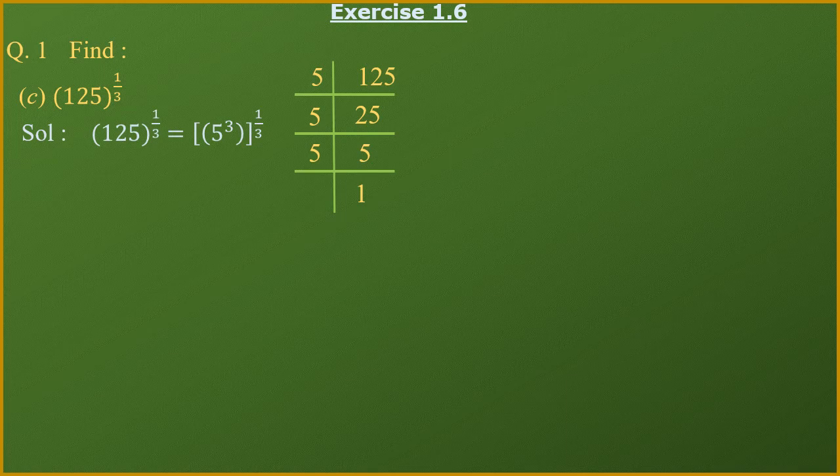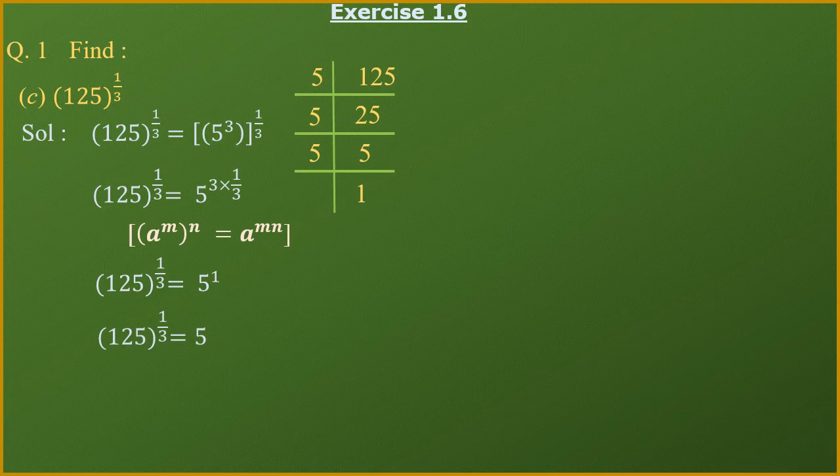And again you observe, I am writing 125 as 5 to the power 3, and already 1 upon 3 power is lying outside. So the term contains two different powers. So first of all we shall multiply both the powers here. So 3 and 1 upon 3, if I multiply, it will become 1. Which formula am I using here? a to the power m whole power n is equal to a to the power m into n. And 3 and 1 upon 3, if I multiply, 3 and 3 will be cancelled, the remaining is 5 to the power 1, and 5 to the power 1, simply I can write only 5, because any term having the power 1 we can write as it is.